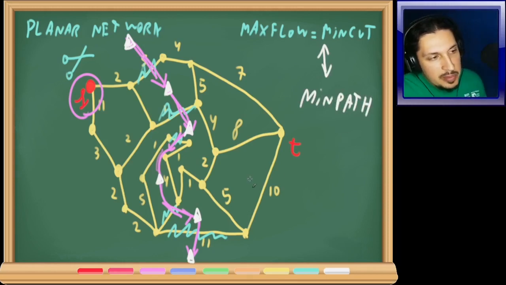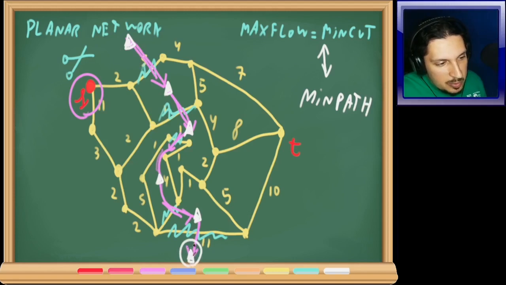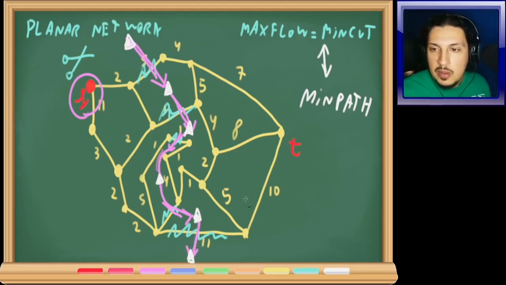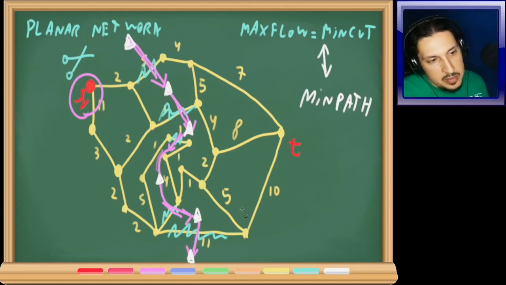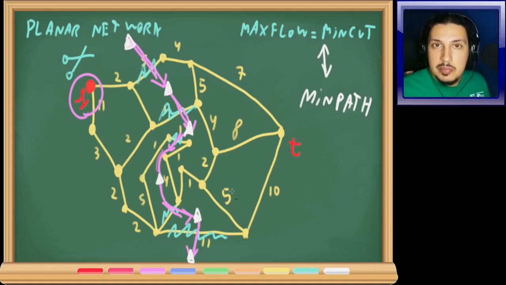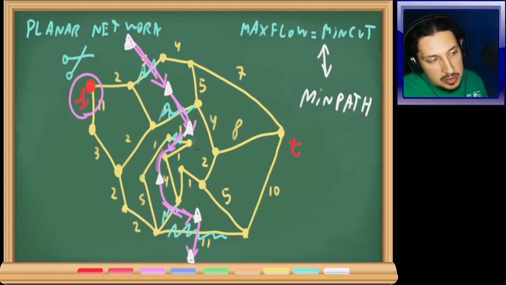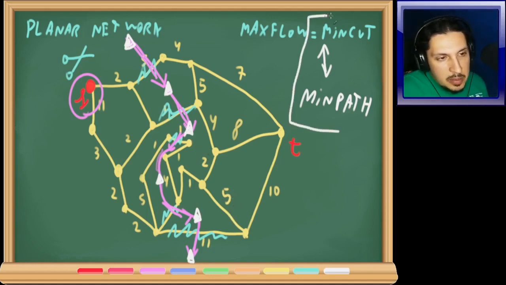We can use, for example, Dijkstra's algorithm to solve this minimum path problem in the dual graph, which would have order n log n, which is probably better than most of the standard graph flow algorithms. So that could be an improvement.